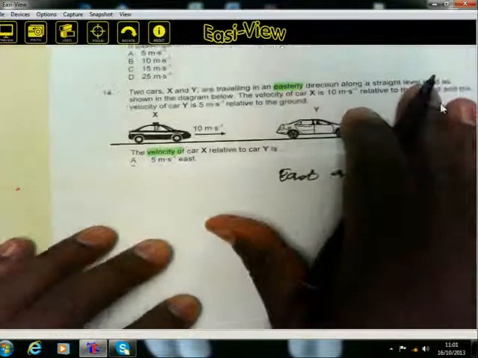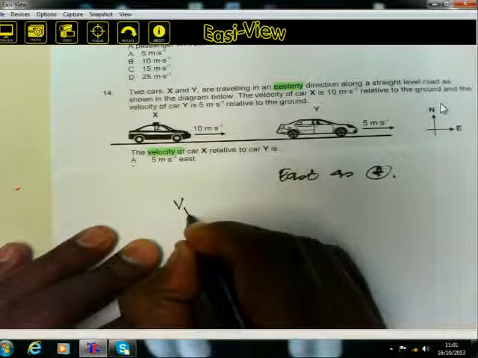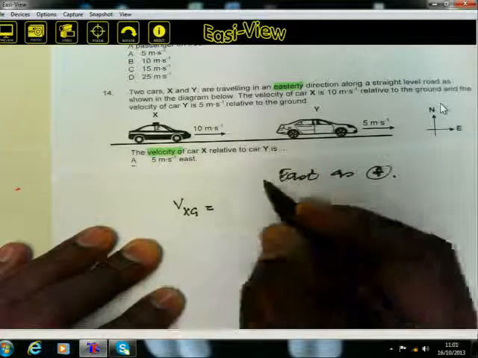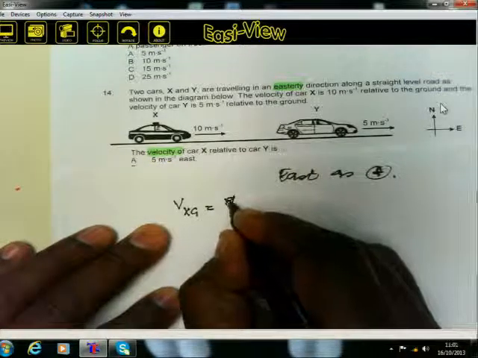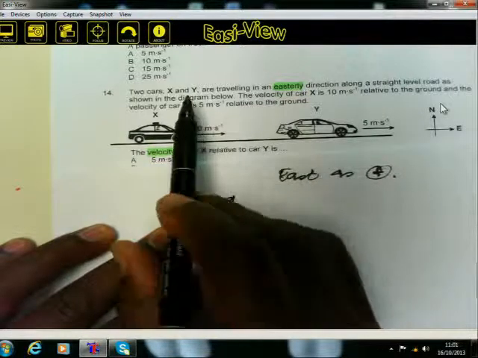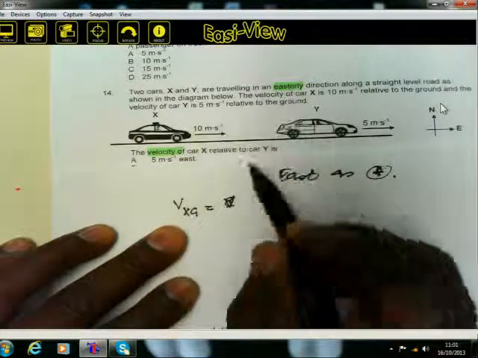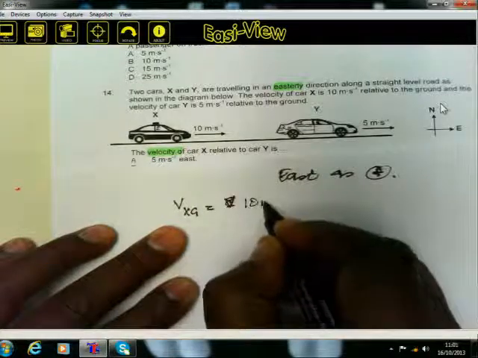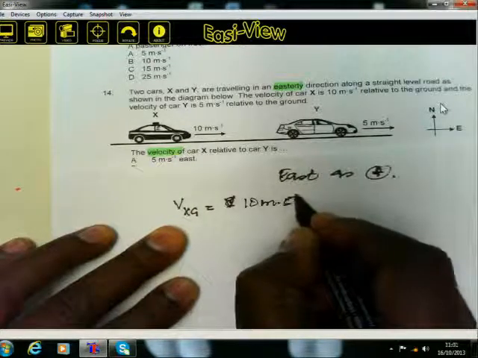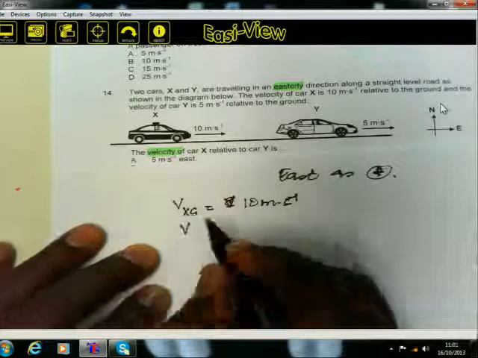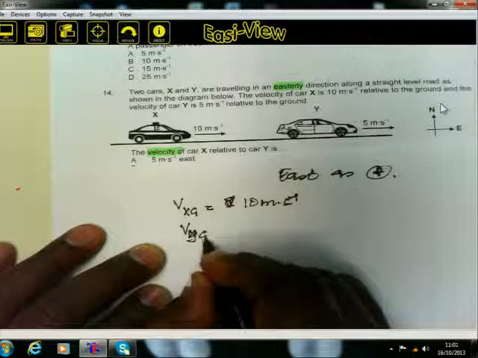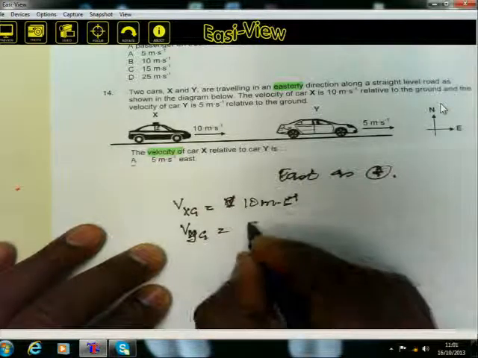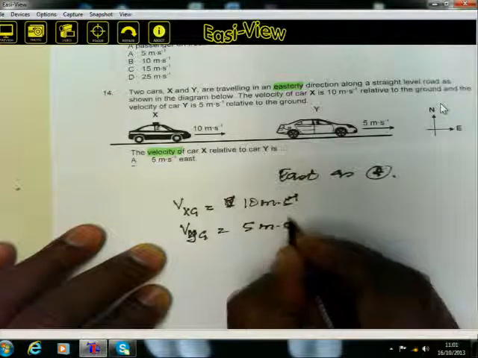Now if you take east as positive, then we are told that the velocity of x with respect to the ground is given there. It is 10 meters per second. The velocity of y with respect to the ground will be 5 meters per second.